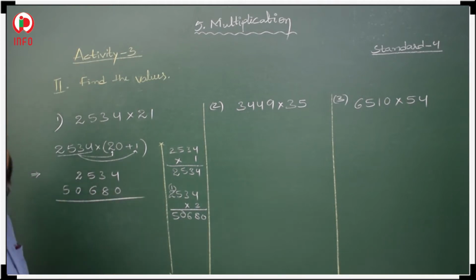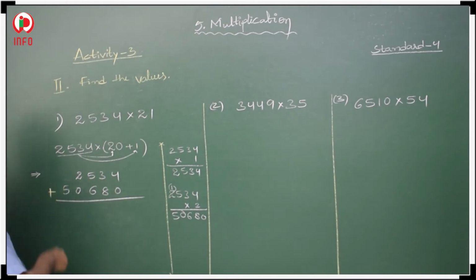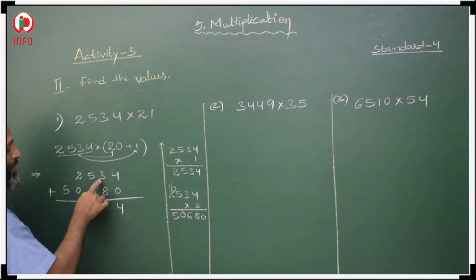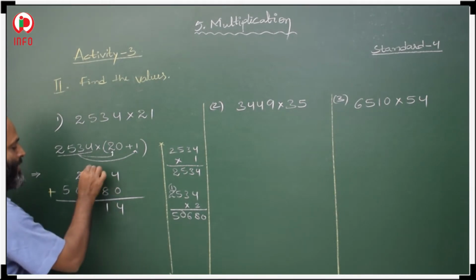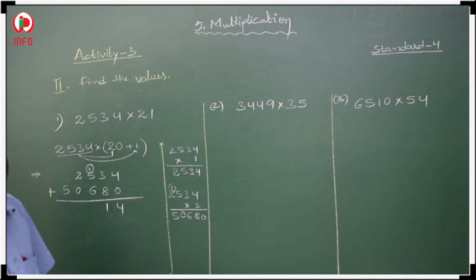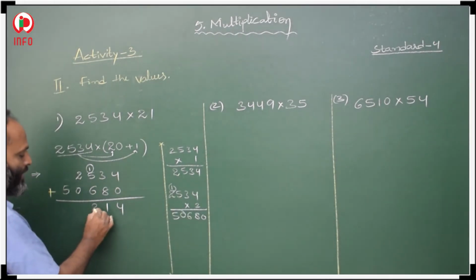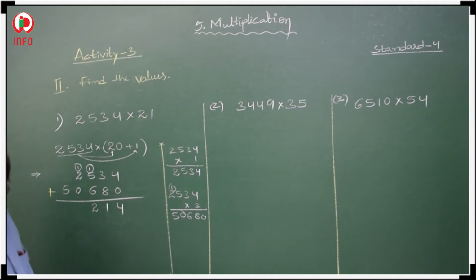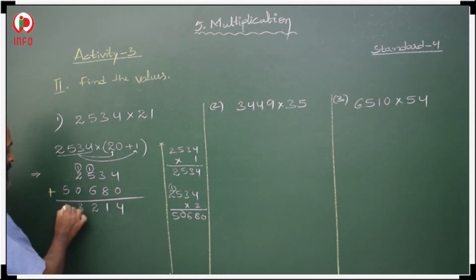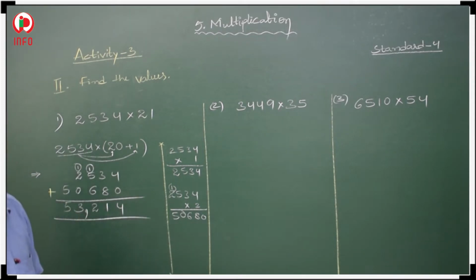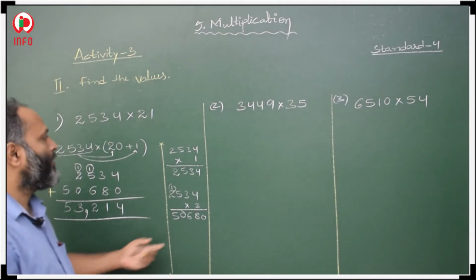So in this way you have to write. Now we are going to add: 4 plus 0 is 4, 8 plus 3 is 11, 1 in tens place, 1 carry over on hundreds place, 5 plus 1 is 6, 6 plus 6 is 12, 2 in tens place, 1 carry over on thousands place, 2 plus 1 is 3 and this 5 as it is. It is our 53,214.